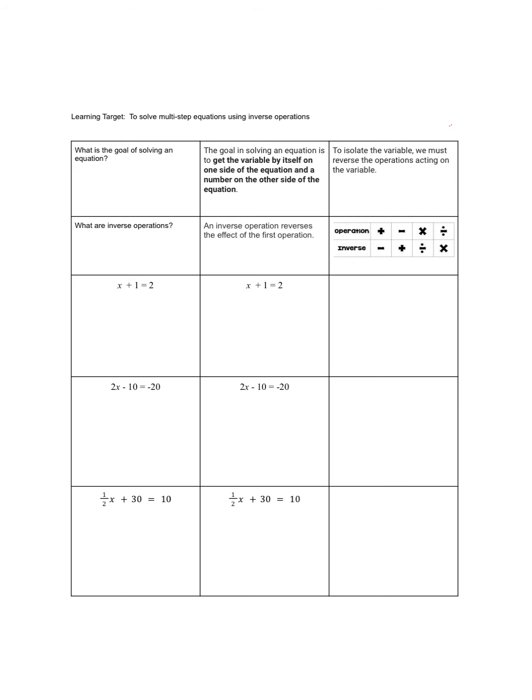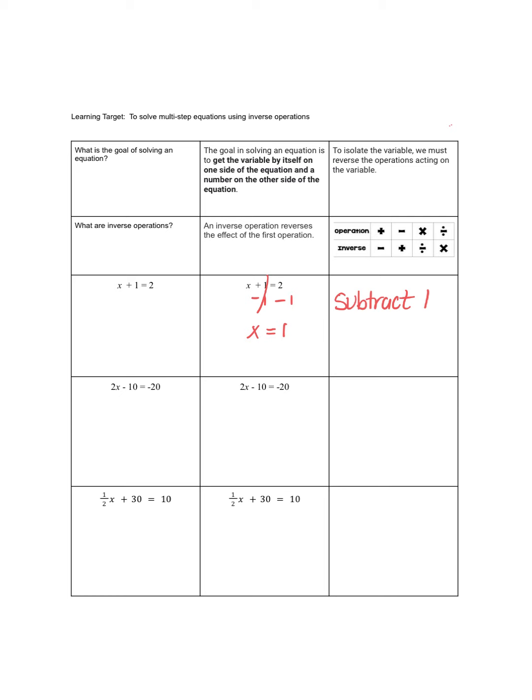So if we look at our first problem here, we see x plus 1 is equal to 2. I want to isolate that variable x by itself. And so I see plus 1. My operation is addition, so my inverse operation is subtraction. So to solve this, I'm going to subtract 1. That'll cancel out the positive 1 and the negative 1, leaving me with x.